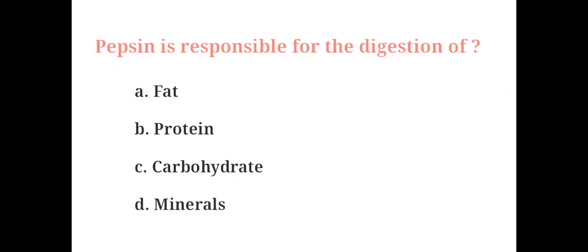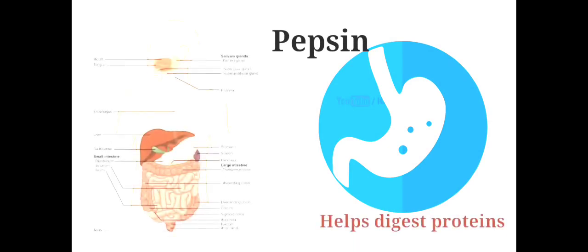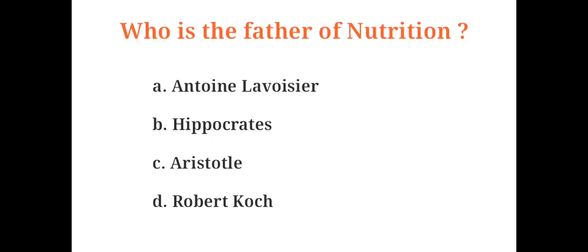Pepsin is responsible for the digestion of? The correct answer is B. Protein. Pepsin is produced in the stomach and is the main digestive enzyme in the digestive system of humans, where it helps digest the proteins in food. Who is the father of nutrition? A. Anton Lavoisier, B. Hippocrates, C. Aristotle, D. Robert Koch. And the correct answer is A. Anton Lavoisier.